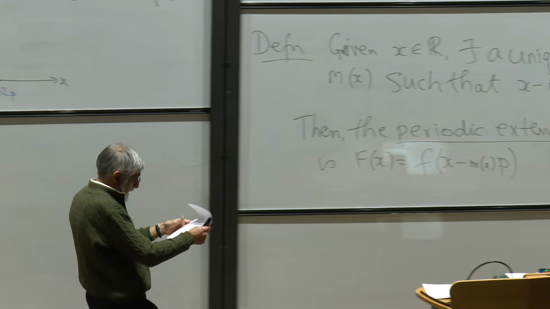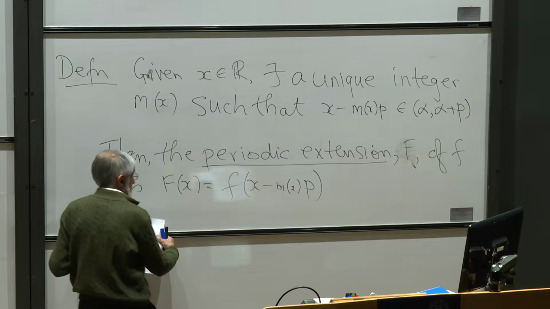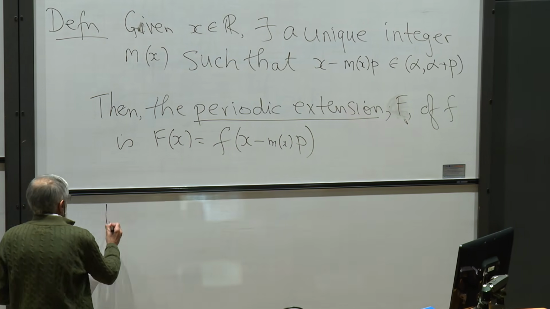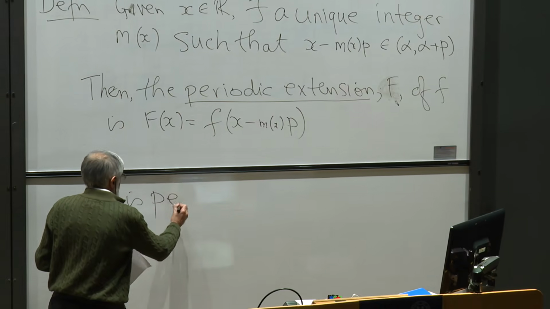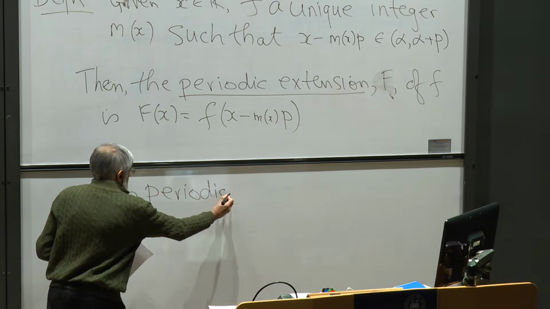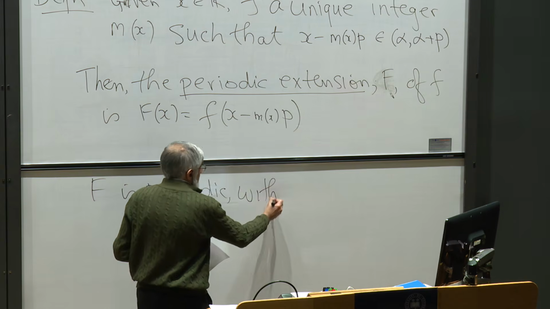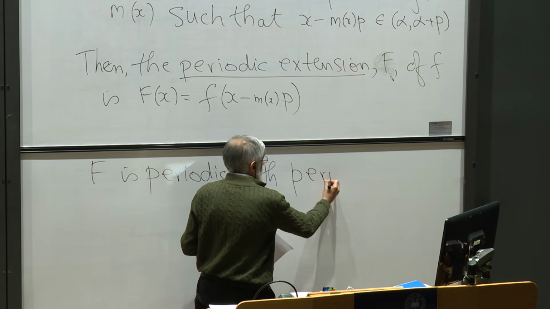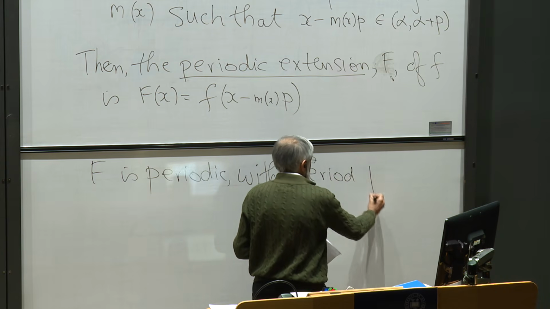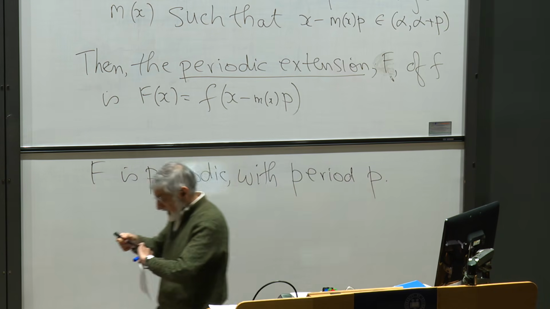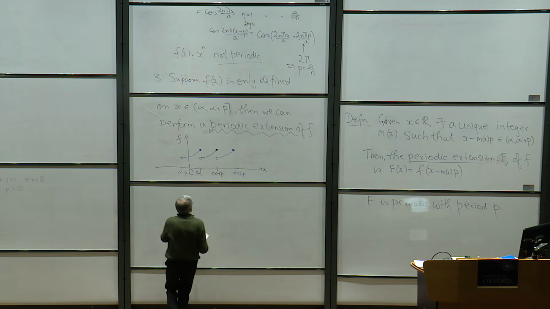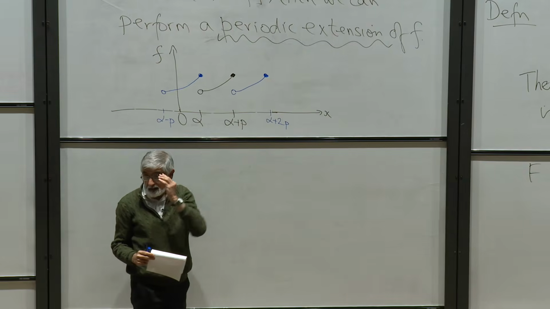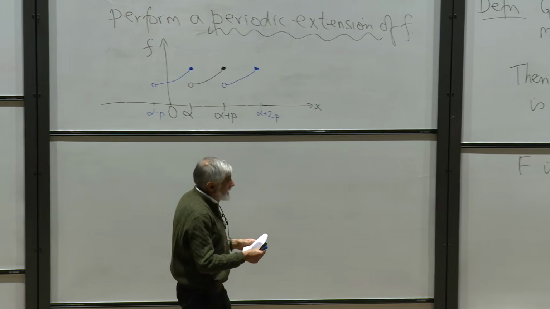And F is periodic with period p. Now, what I mean by that, of course, is prime period p, and then usually we end up just ignoring the prime and just saying period p. Okay? And that's sort of obvious from looking at here. This is repeating itself every p. Translation. But let's just prove it.